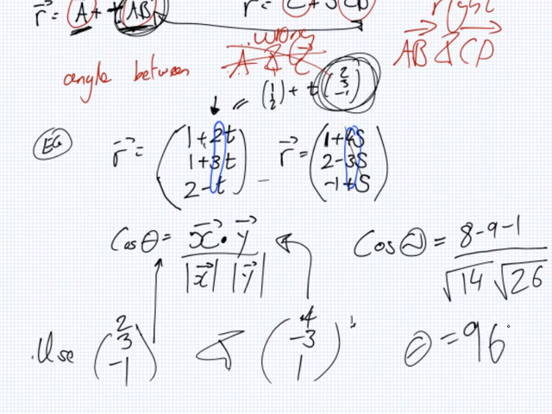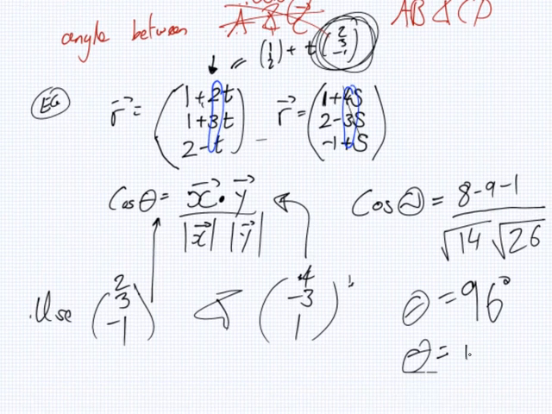Now, usually the question asks for the acute angle, so that would not make it 96. 180 minus 96. What is that? 84 degrees. Is that okay? Yeah? Okay.